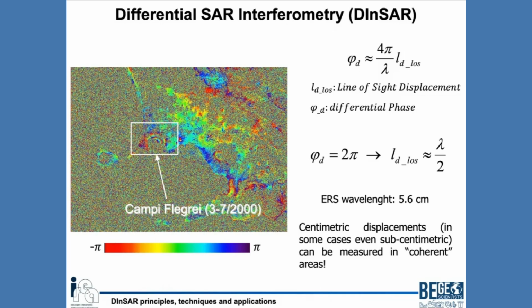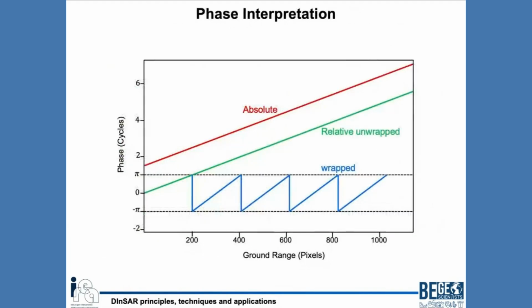So we can move from a wrapped expression of the phase, that is expressed from minus pi to pi, because the mathematical expression of the phase is automatically constrained between minus pi and pi, to centimeters. The blue line represents the interferometric phase in this natural representation constrained between minus pi and pi. So when you move from minus pi to pi, you have a fringe, then you have another fringe when you move again from minus pi to pi, and so on.